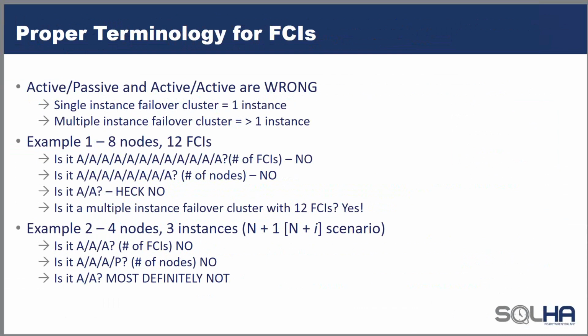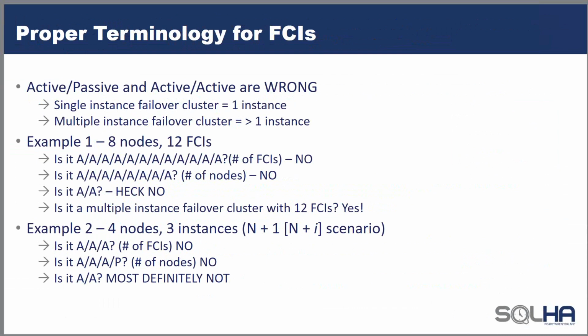So saying I've got a multiple instance failover cluster with 12 FCIs, boy, that clears it up right away. I know I've got 12 clustered instances of SQL on a Windows failover cluster. Or even just saying I've got 12 FCIs on 8 nodes is so much better than saying I've got an active cluster. When you start talking, it's like, well, I've got 4 nodes and 6 instances. It even hurts in the small scenarios.